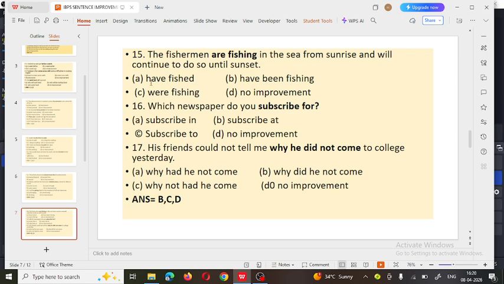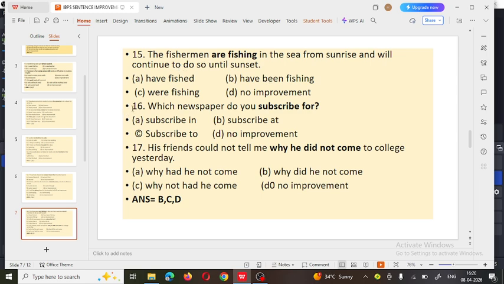Now see the options: have fished, have been fishing, were fishing. When we are using have been and verb plus ing, the sentence is in the present perfect continuous tense. Here the sentence is in the simple past tense, so were fishing means past continuous tense. The fisherman was fishing in the sea from sunrise and will continue to do so until sunset.